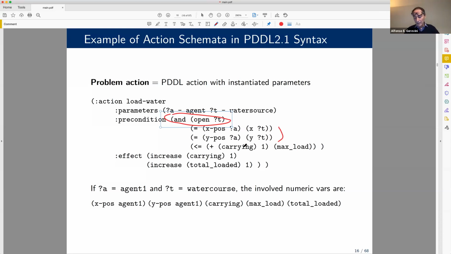Then we have a condition that says that we can load the water only if the agent is not already carrying the maximum amount of water that it can carry with this tank. Since load water loads 1 liter at a time, we need to guarantee that the current amount of water that we are carrying plus 1 is less than or equal to the maximum load. Maximum load is again another numeric variable, but it is different from the X position and carry because it is going to be static. No action will modify the initial value of max load. And the effect of this action is increasing the numeric variable carrying by 1 and increasing the total load of the water during the life of the agent by 1.